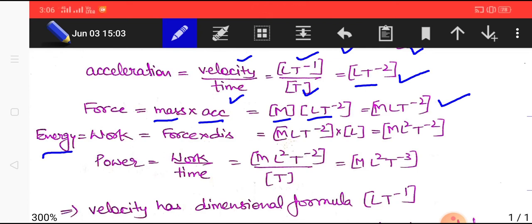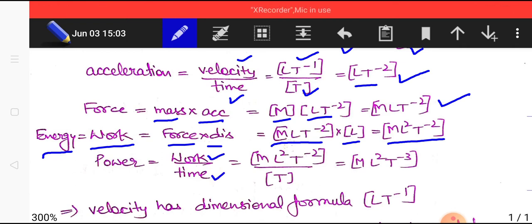Similarly, energy or work is defined as force into distance. So multiplying the dimensional formula of force, that is MLT^-2, with distance, that is L, it becomes ML^2T^-2. Power is defined as work done per unit time. So dividing the dimensional formula of work, that is ML^2T^-2, by the dimensional formula of time, we get the dimensional formula of power, ML^2T^-3.